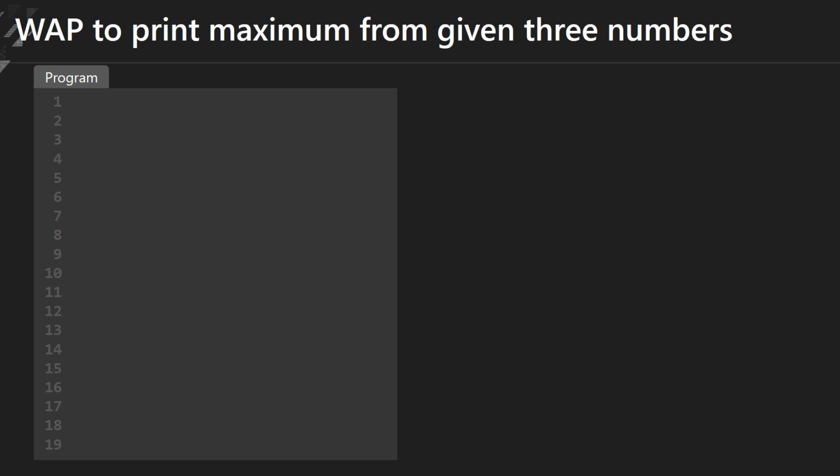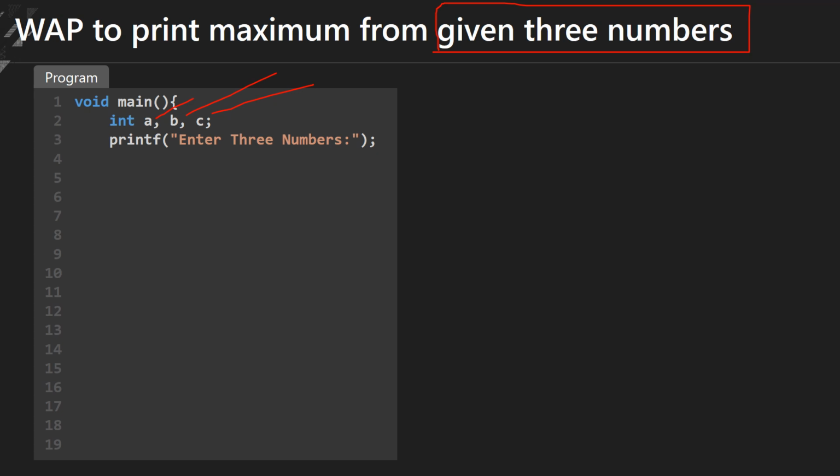Print the maximum of the given 3 numbers. This is very important. As usual you start with void main. Prior to that we write the preprocessor. There are 3 numbers, so you have to declare 3 variables, all of them integers. Then you have to read all the 3 numbers.